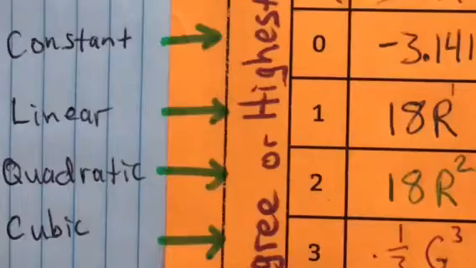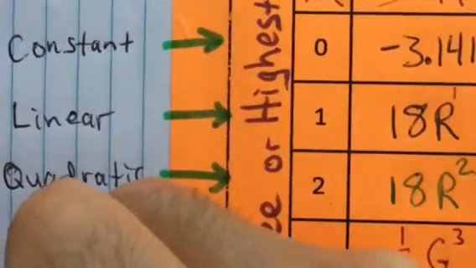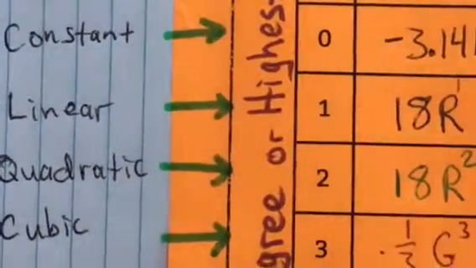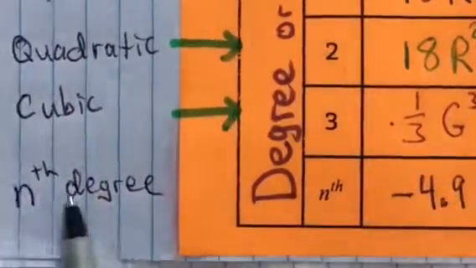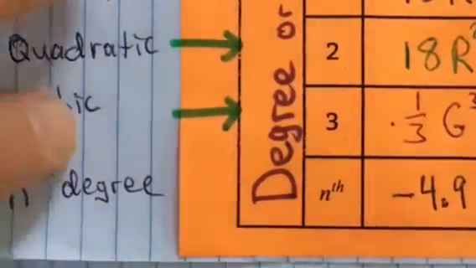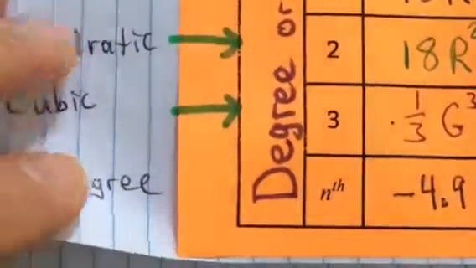Nth degree, or degree n. Yeah, right there. So if it has an nth power, doesn't matter what it is, just nth degree. So that's how you write it. That's how you name them and determine how many terms there are. So we're going to turn the page.